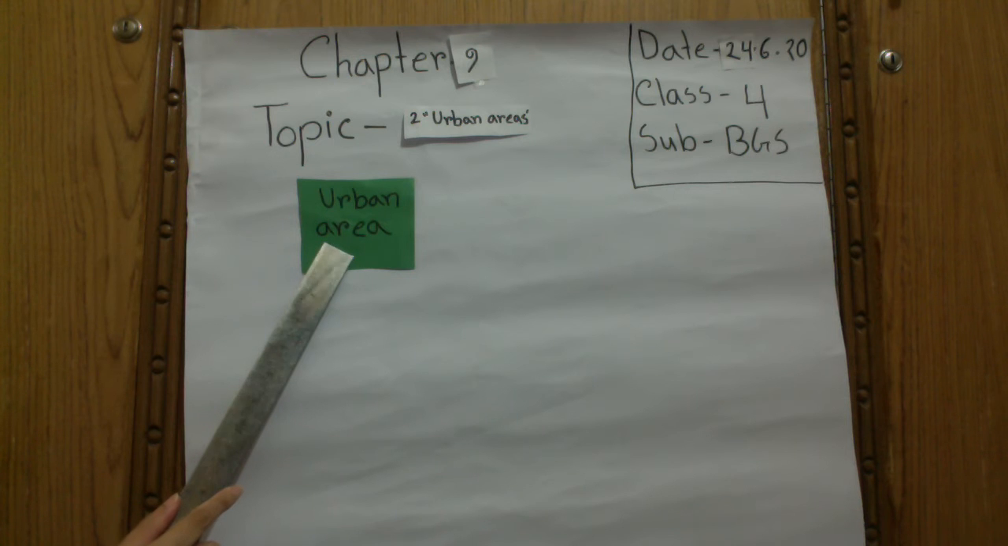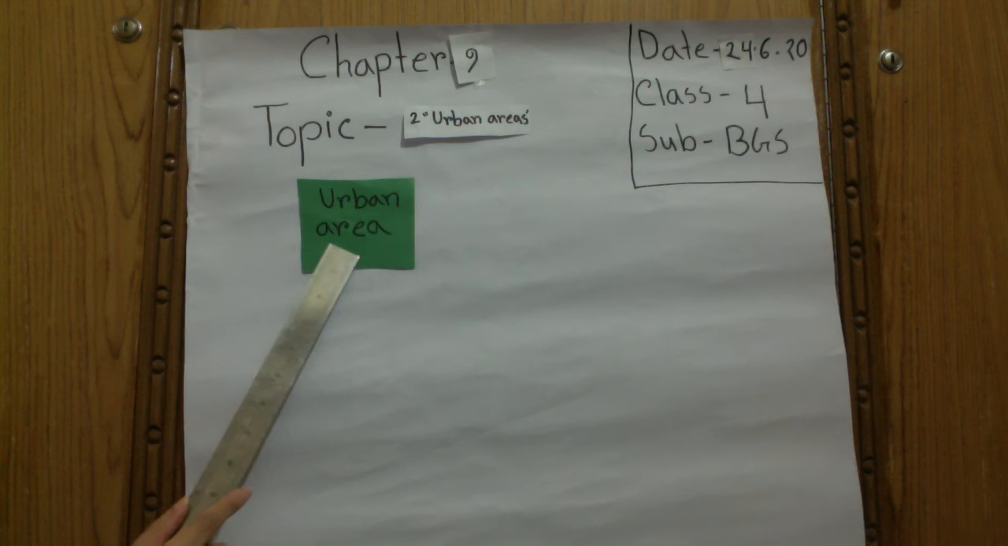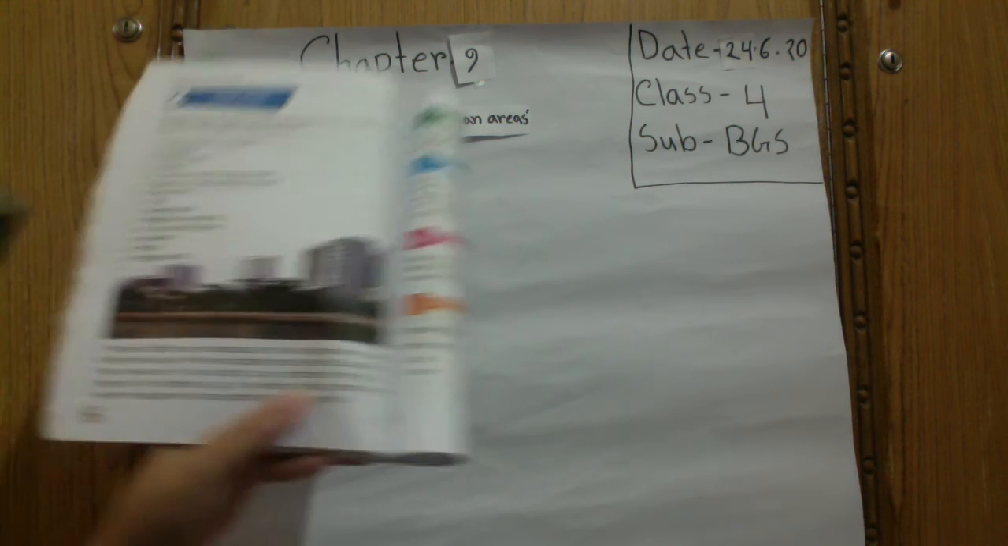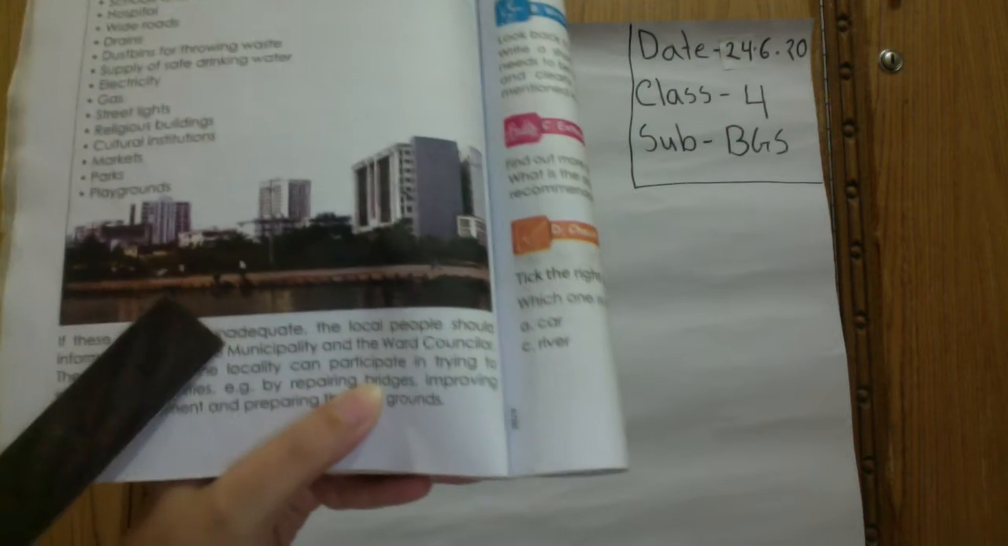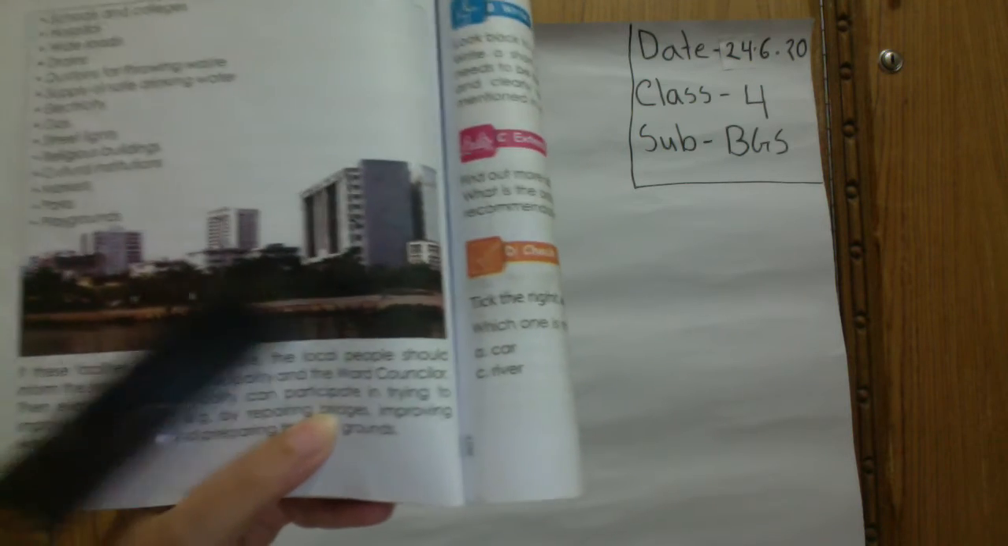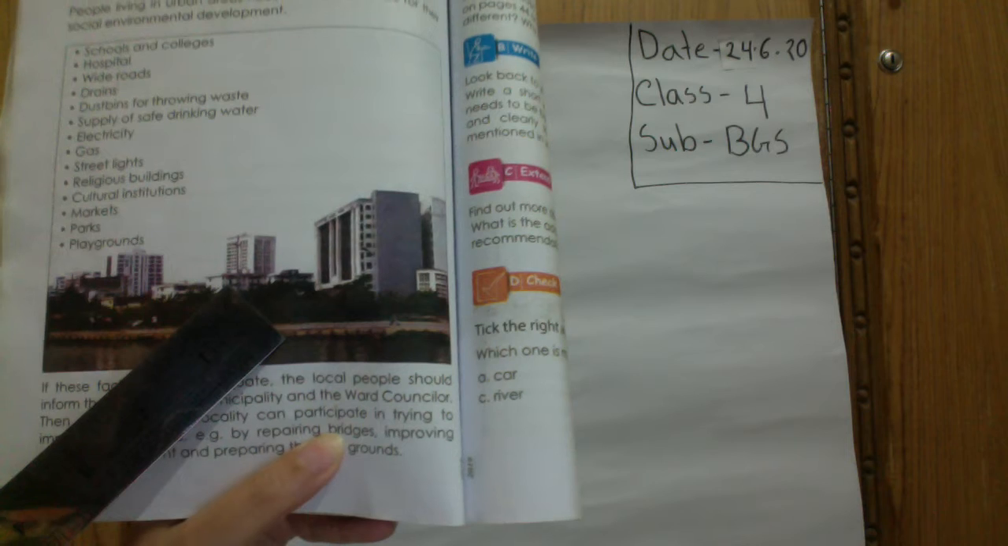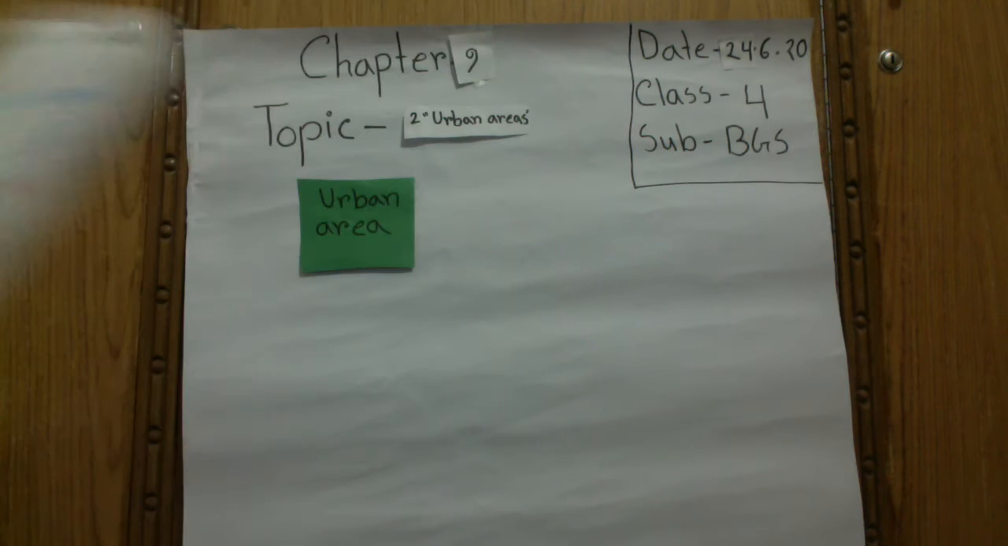For example, Dhaka, Mymensingh, Gazipur. These are the examples of urban areas. Look at the book first. Look at the picture. This is called the urban area, the city. The city is called the urban area.